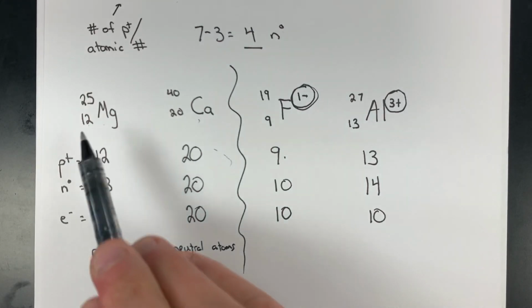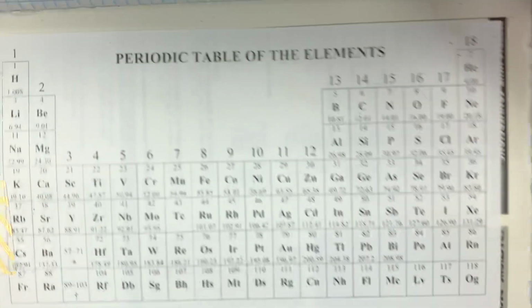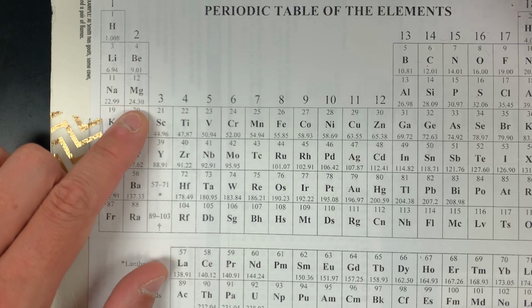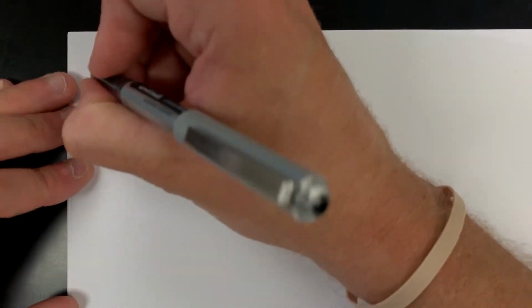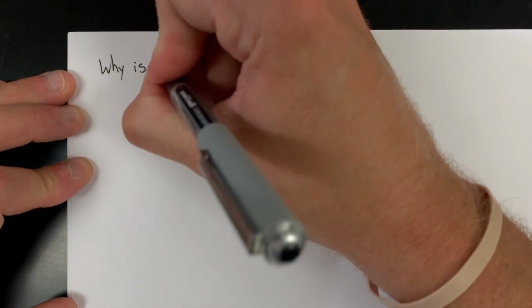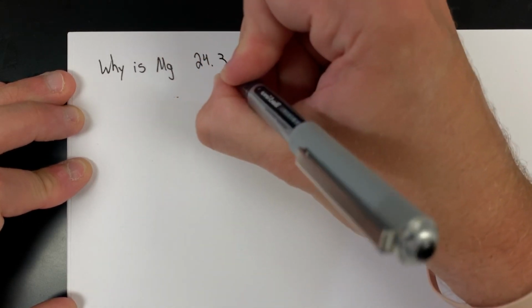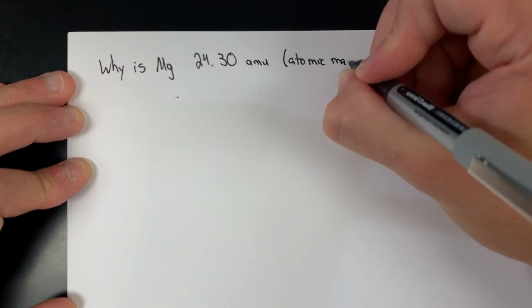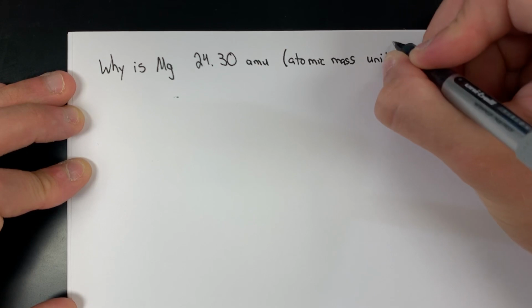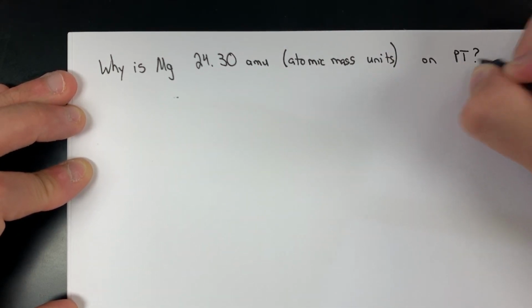So if we investigate said magnesium on the periodic table, okay, I think what you'd find is, again, and I can actually pull this out, and when we take a look at magnesium on the periodic table, we see this number here, 24.30, and that's the atomic mass, okay? So let's kind of go back to that example. Let's actually write a question. We're gonna say, why is Mg, or magnesium, 24.30 AMU, which stands for atomic mass units, on the periodic table, right? That's really kind of peculiar, right?